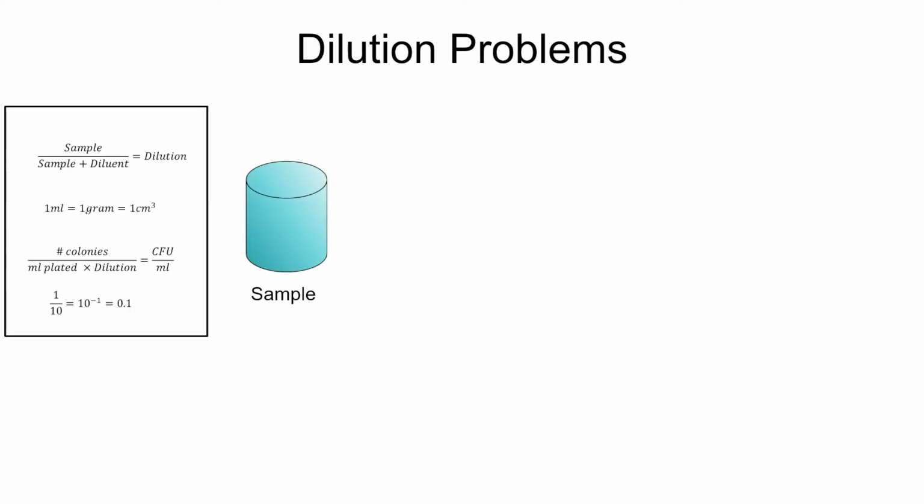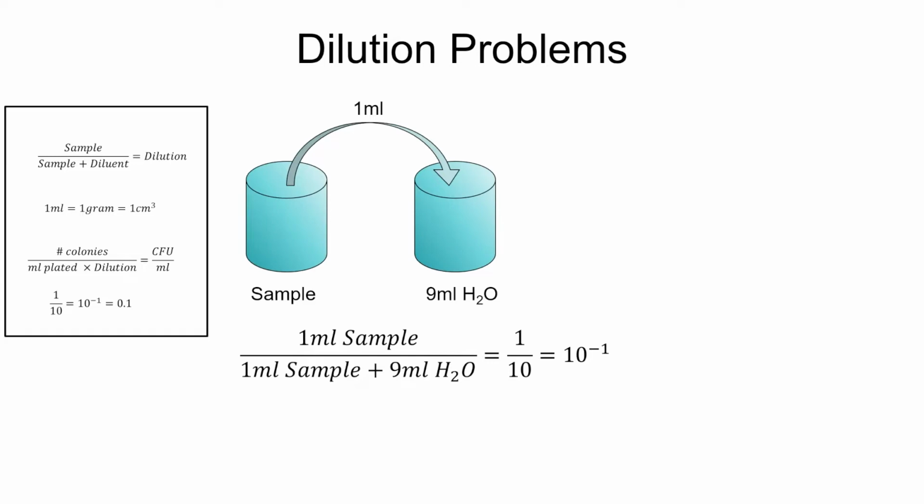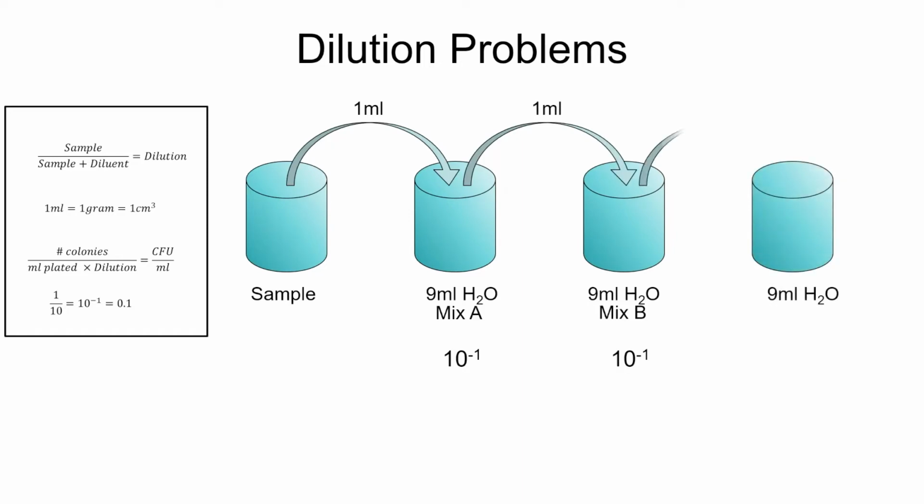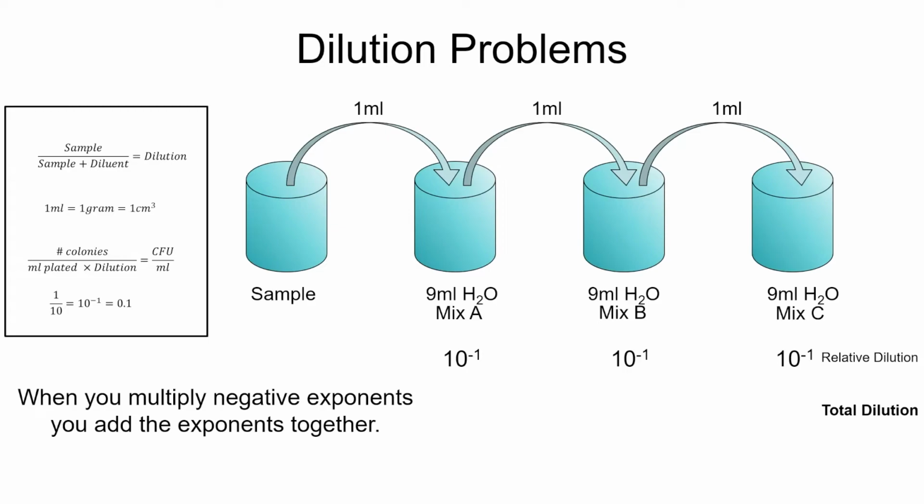Let's try a real-world example. Let's say we have a sample, and we're going to dilute it 1 mil into 9 mils of water. This is a 1 to 10 dilution. We'll call this our mix A, and we'll do it again. And that's a 1 to 10 dilution. And we'll do it one more time, and that's also a 1 to 10 dilution. These dilutions are all relative to one another. However, we typically only care about the total dilution from the original sample.